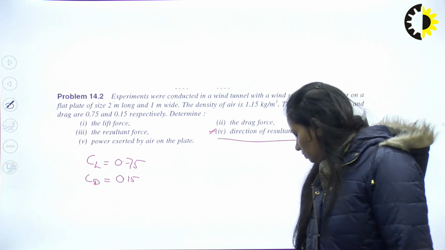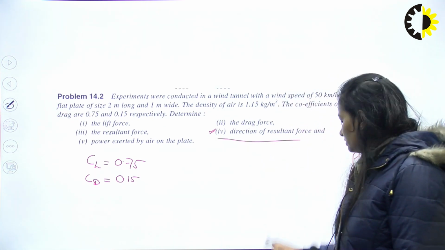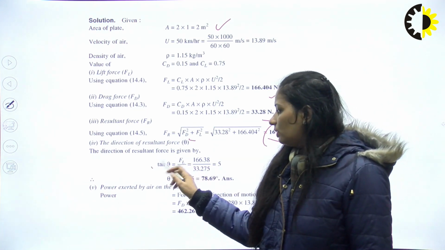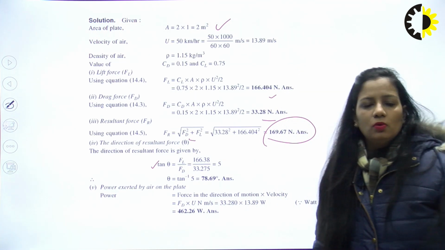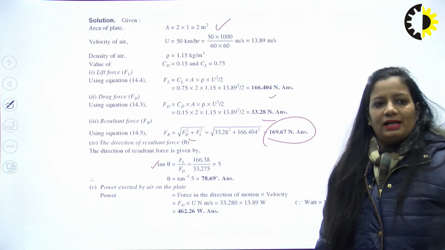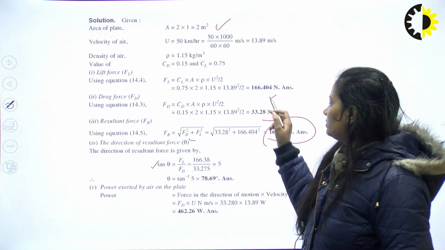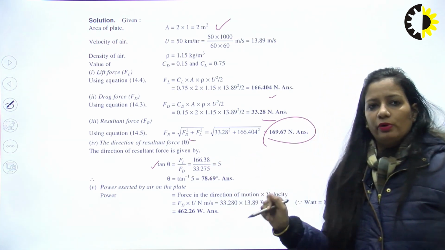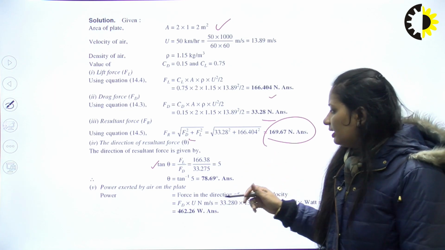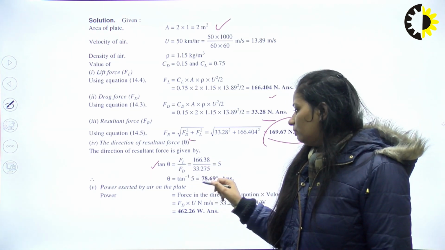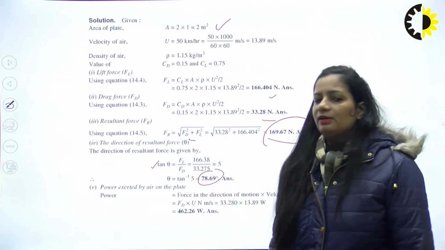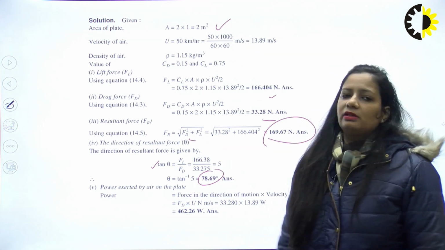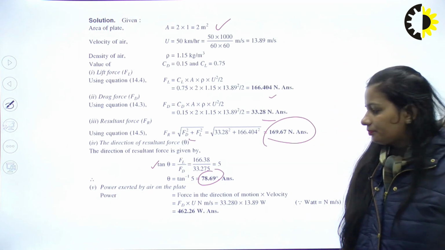The fourth question was the direction of resultant force. How can you get it? By this formula: tan theta equals lift force divided by drag force. The lift force you have calculated as 166.38, and the drag force was 33.275. So you will get tan theta equal to 5, so theta will be equal to 78.69 degrees. This is the direction of the resultant force with the horizontal.